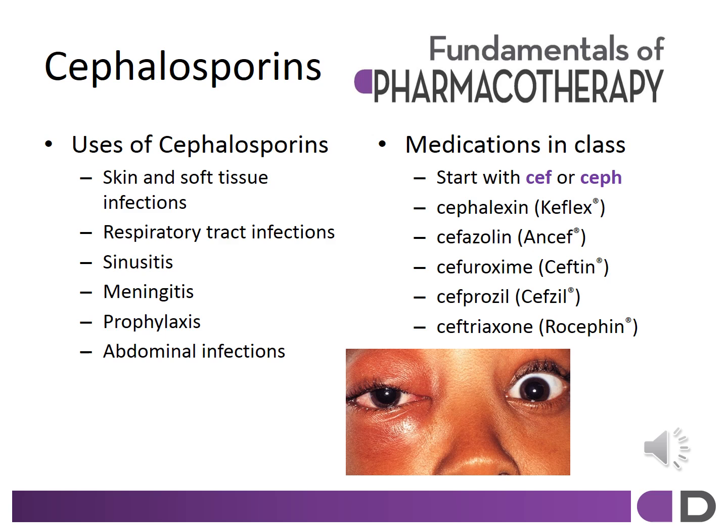Cephalosporins are very similar to the penicillin class. They have a very similar spectrum, although some have more gram-negative coverage than a typical penicillin, which is why cephalosporins are sometimes used for infections that a penicillin will not cover.